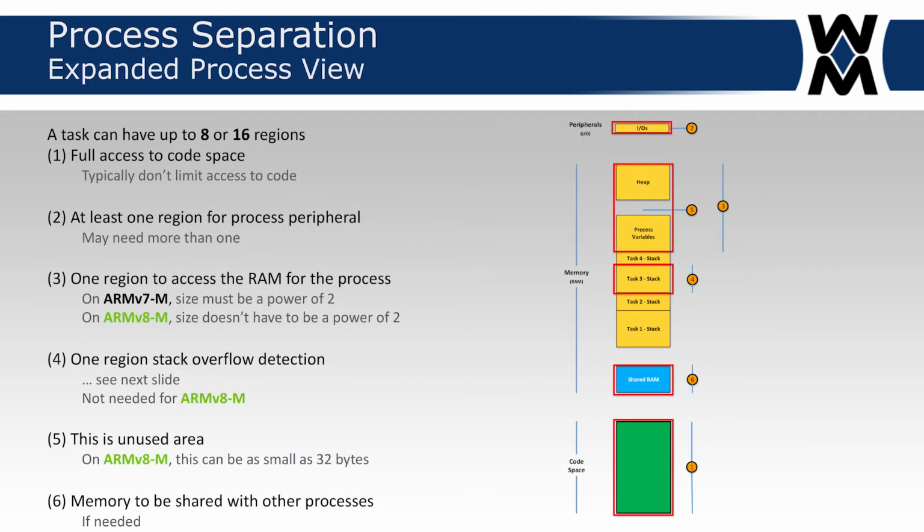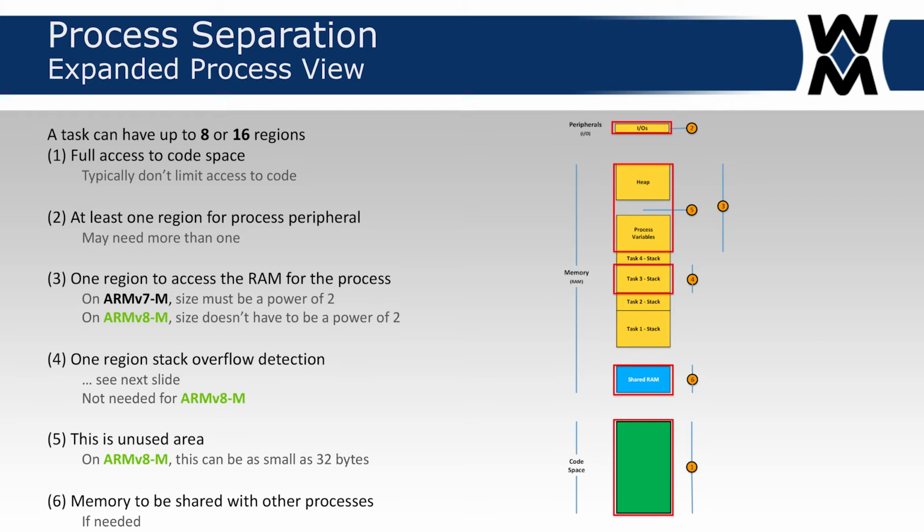So an expanded view of what a process table would look like. I would give access to all of the code. Typically, when you're using an MPU, you don't really need to protect access to code. You typically need to protect access to RAM. You want to prevent variables from being tampered with by other tasks. You want to prevent stacks from being corrupted by other tasks not belonging to your process. So in that case, you would put regions around them.